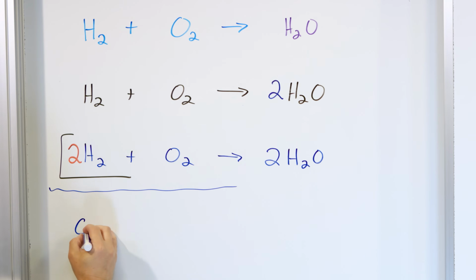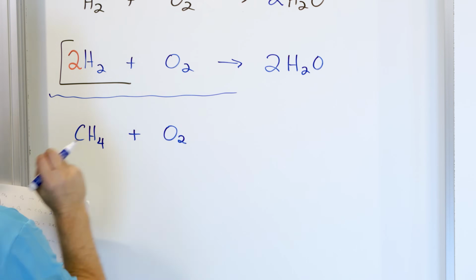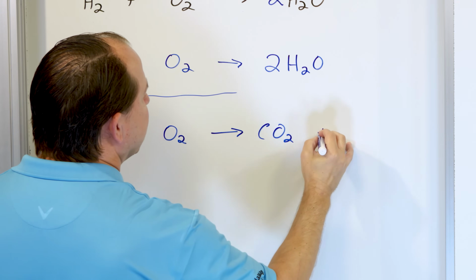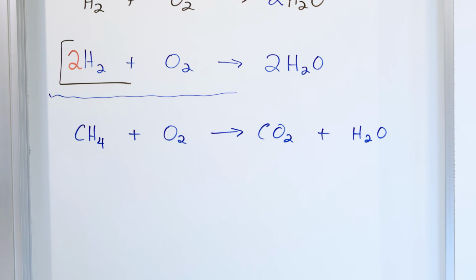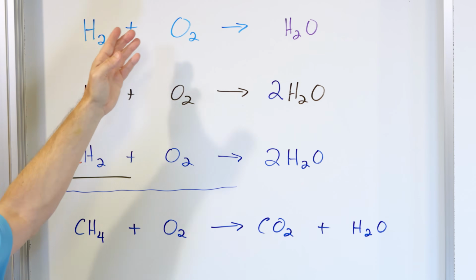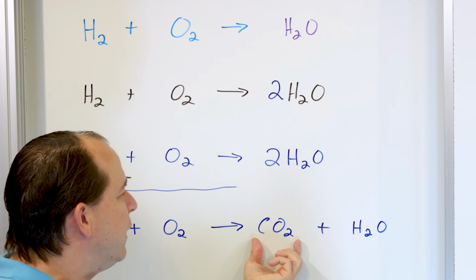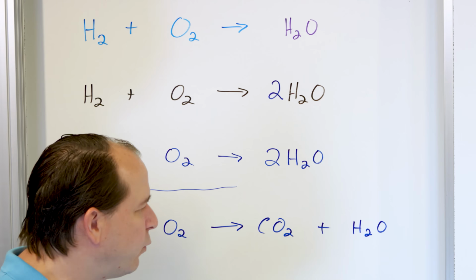So let's talk about CH4 plus O2, and that's going to yield CO2 plus H2O. Now this is a more complicated reaction, mostly because it's not quite as familiar. We all know that hydrogen plus oxygen gives us water. That's why I started with this. Now this is something called methane, combining with oxygen, burning with oxygen, and it gives CO2, which is carbon dioxide, and it also gives H2O, which is water.